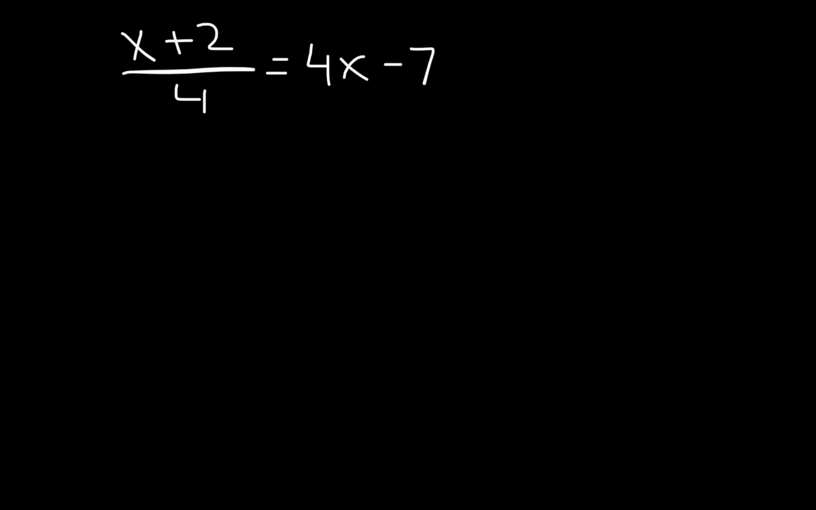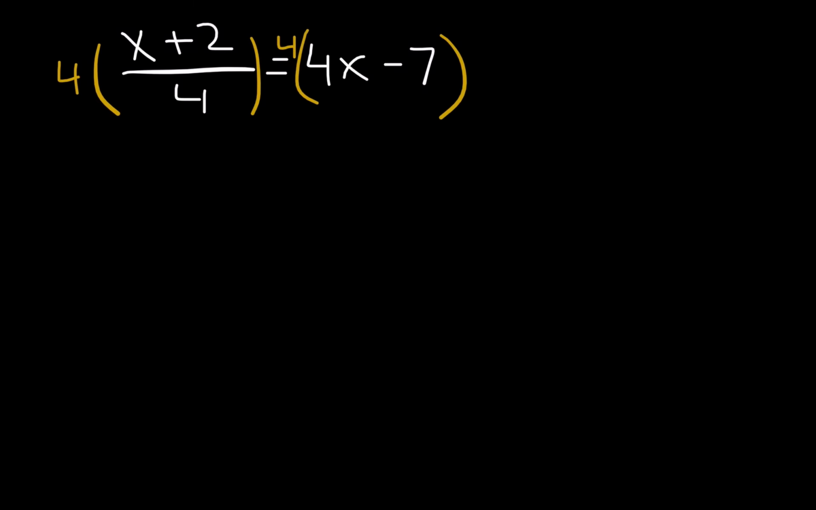So if this is your first time seeing a fraction, it may be intimidating, but don't worry. What you have to do is, whenever you see a fraction, multiply both sides by that. So that gets rid of the fraction. So what we can do is multiply by 4, and we can multiply this side by 4 as well.